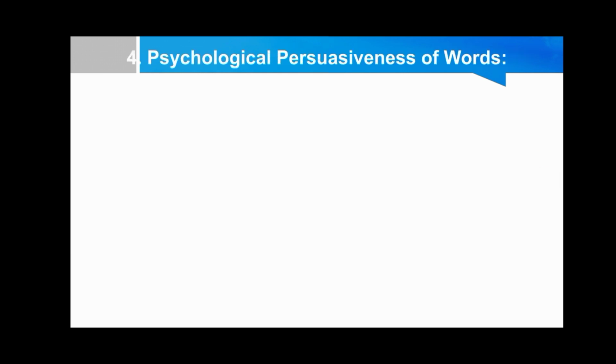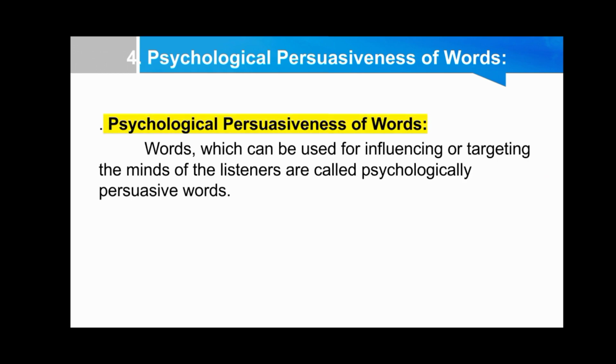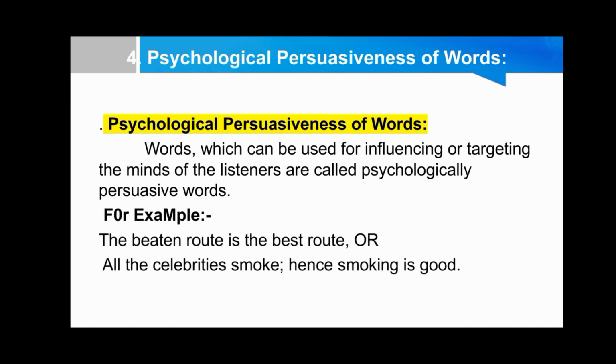Another problem of language is psychological persuasiveness of words. Words which can be used for influencing or triggering the minds of the listener are called psychologically persuasive words. For example, the beaten route is the best route, or all the celebrities smoke, hence smoking is good.